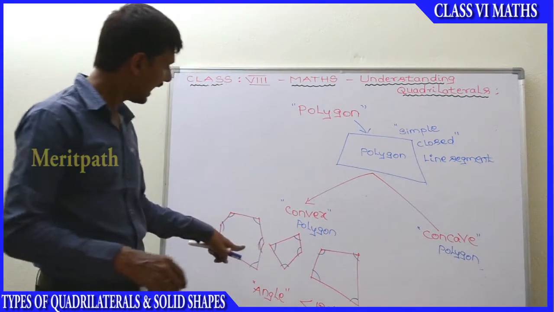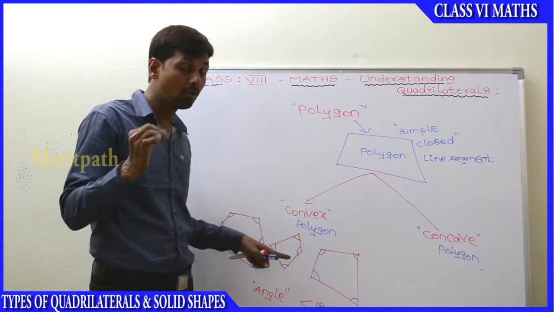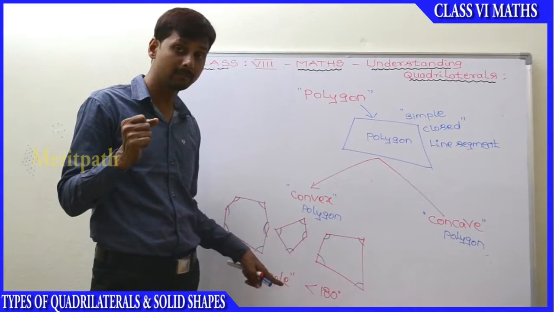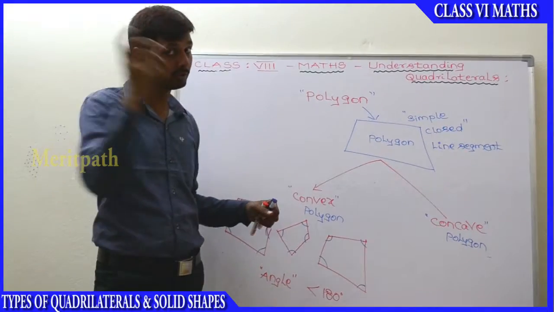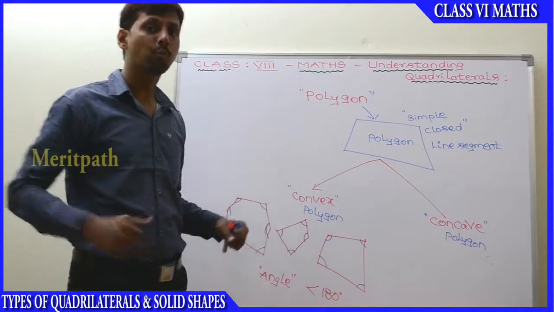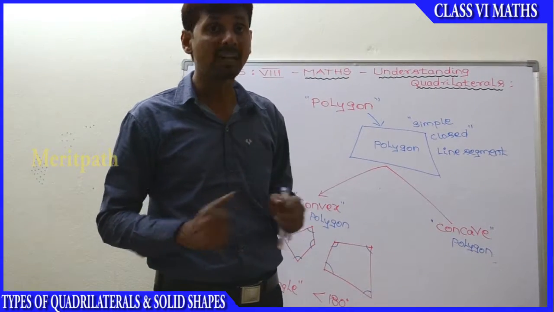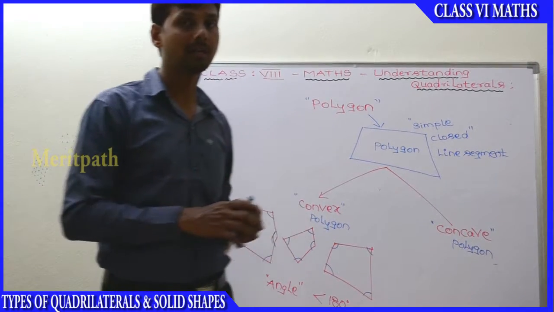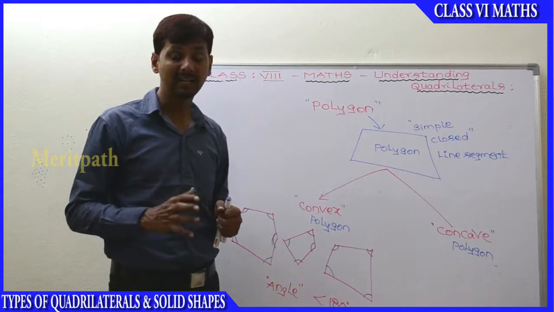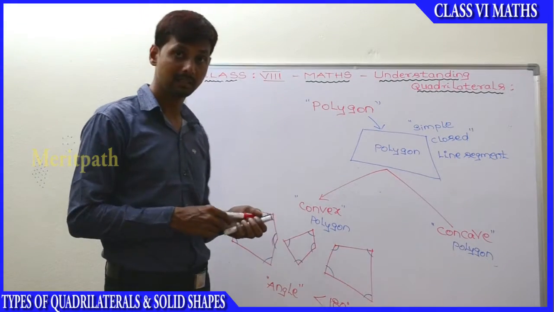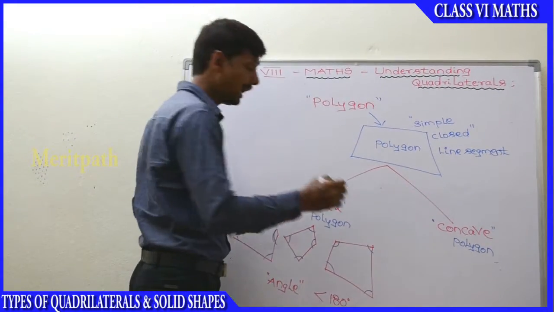Here, each angle of a polygon is less than 180. Just opposite to that, if one of the angles of a polygon is greater than 180 degrees, then we call the polygon a concave polygon. Let's see how the angle will form.